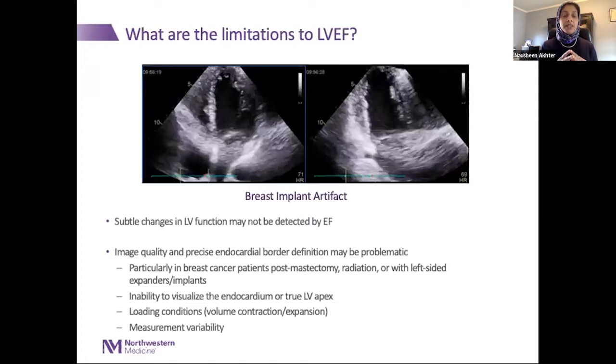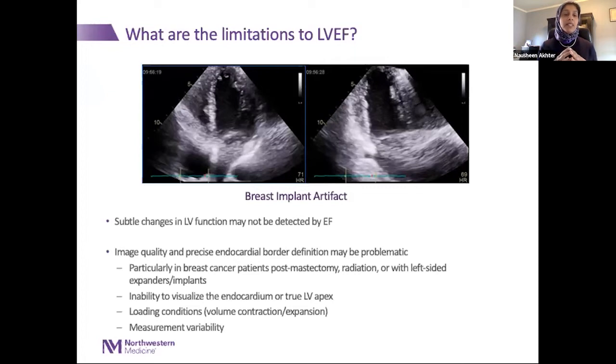But there are limits to ejection fraction. This is an example of a patient with a left-sided breast implant. You can see here that the image quality is difficult. So subtle changes in left ventricular function may not be detected by EF.